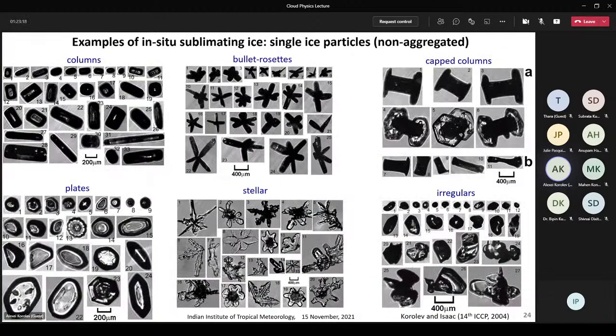However, if you look at sublimating ice collected in real clouds, we see that sublimation tends to minimize the surface area. For example, these are sublimating columns and plates. Obviously, they won't produce any secondary ice because they start to have oblate shapes, and no necks which can result in separation of ice can be formed. It's also unlikely that bullet rosettes produce too many fragments because the center of the ice is shadowed by the bullets coming out from the center, and so they shrink first. For example, you see a later stage of sublimation of bullet rosettes.